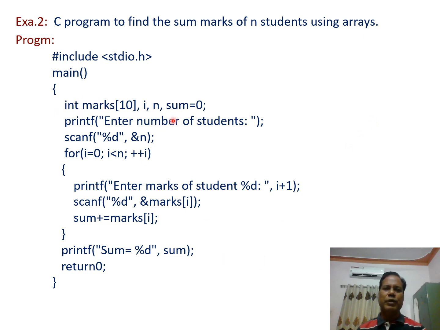In the example program, int marks[10], i, n, sum = 0; using this statement, we declare an integer type array marks. This can store 10 values, and these are integer values. Simultaneously, we declare the three simple variables i, n, and sum. And sum is initialized to 0 because the initial sum should always be 0.